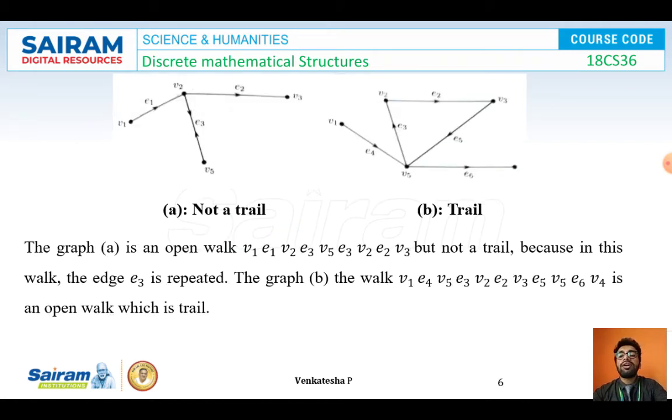For example, we can see two figures here. The first graph is an open walk because the walk is v1 e1 v2 e3 v5 e3 v2 e2 v3, but it's not a trail because the edge e3 is repeating here. The edge e3 is repeating in this walk, so it is not a trail. And in this other graph we have the walk v1 e4 v5 e3 v2 e2 v3 e5 v5 e6 v4. This open walk is a trail, because here no edge is repeating.